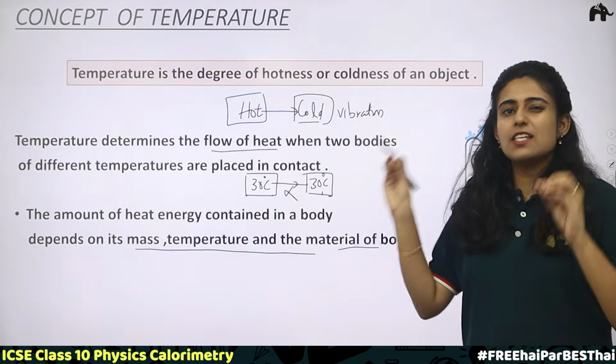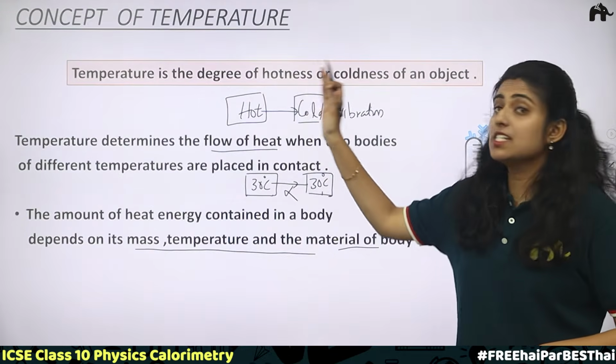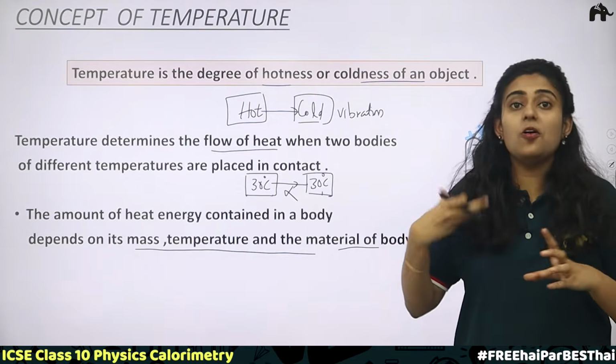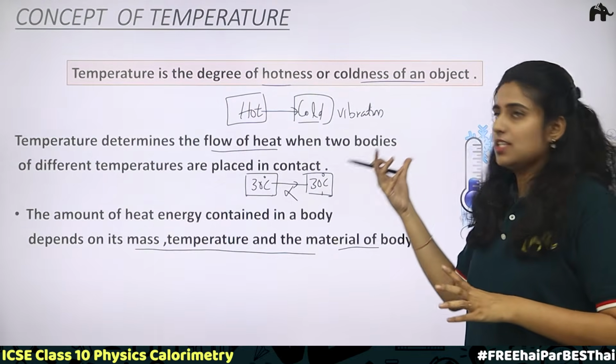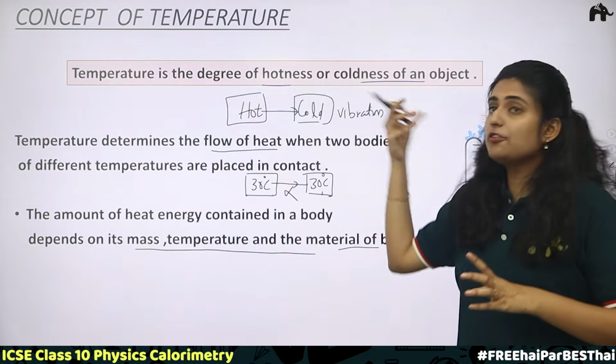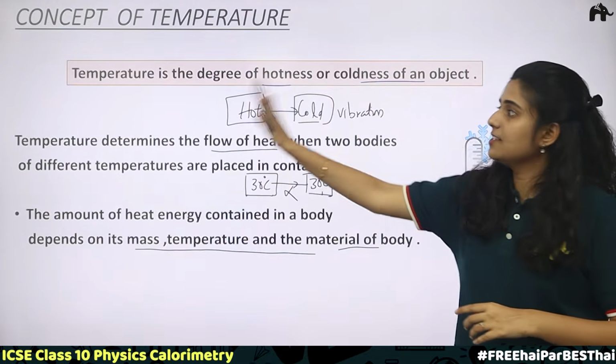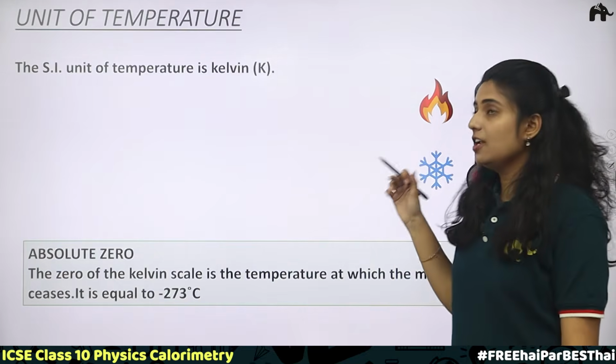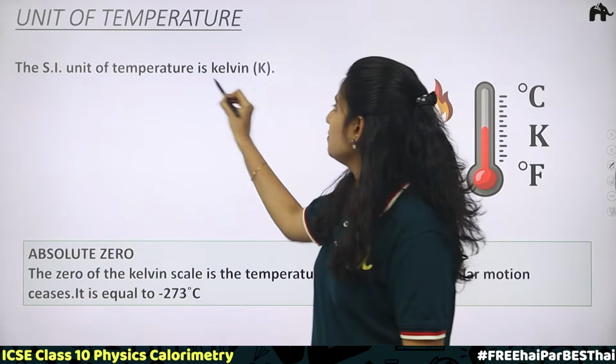What is temperature? A simple definition: temperature is the degree of hotness or coldness of an object. How hot it is or how cold it is. The degree of hotness or coldness of a body is called temperature. What are the units of temperature? We have studied the units of heat, now the units of temperature. The SI unit of temperature is Kelvin.